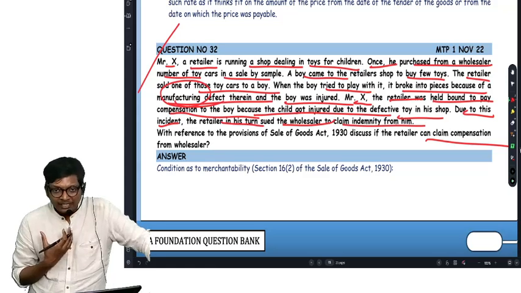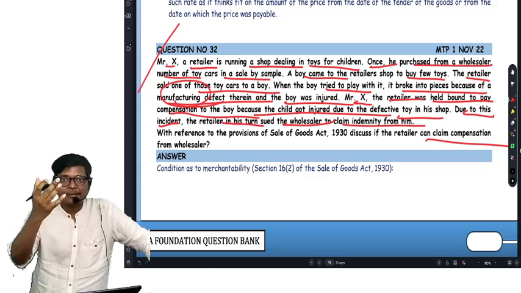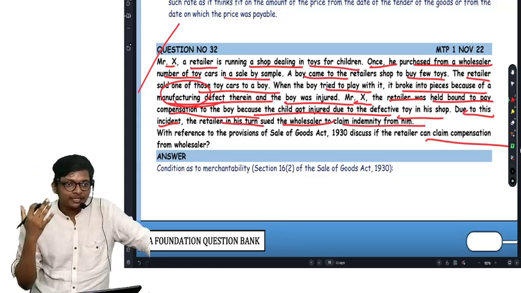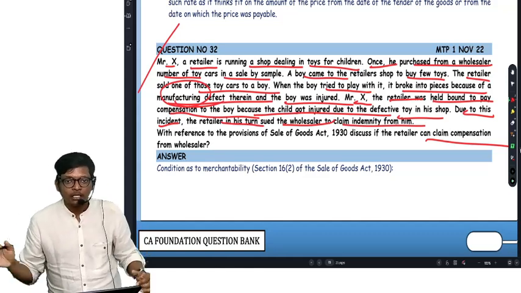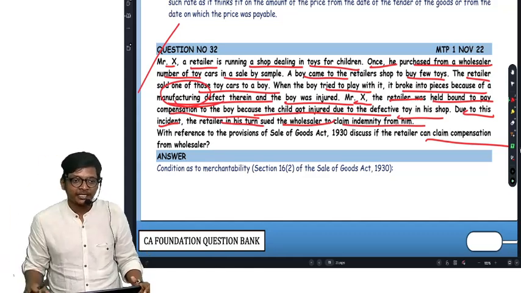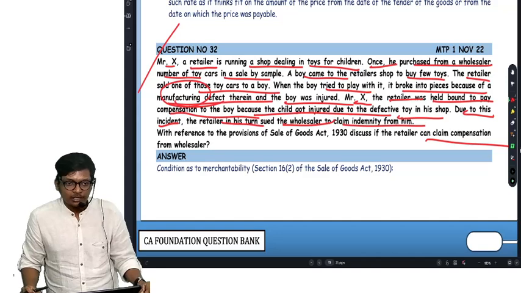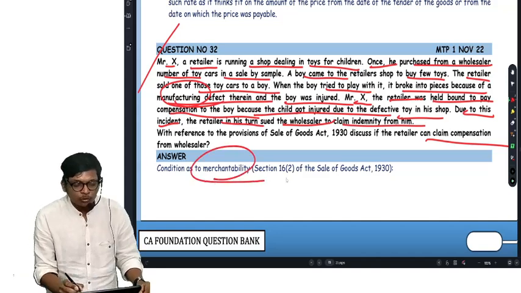Yes. If you buy a product, it should be merchantable. A camera should record. If bullets are coming out, it's not merchantable. Or if it's exploding, or 2 hours after switching on fire is coming, then it is not merchantable. Are you following, guys? Condition as to merchantability.